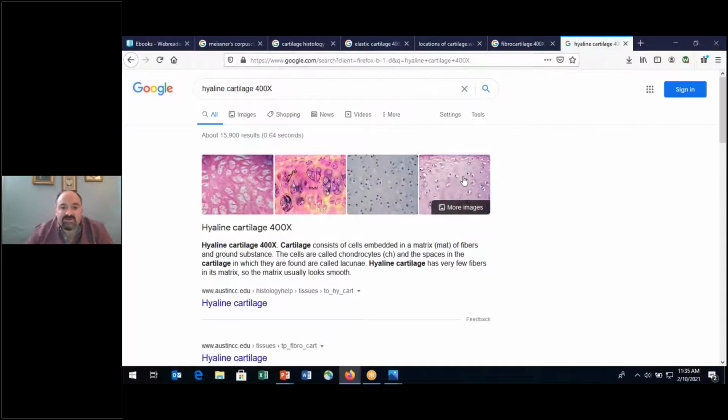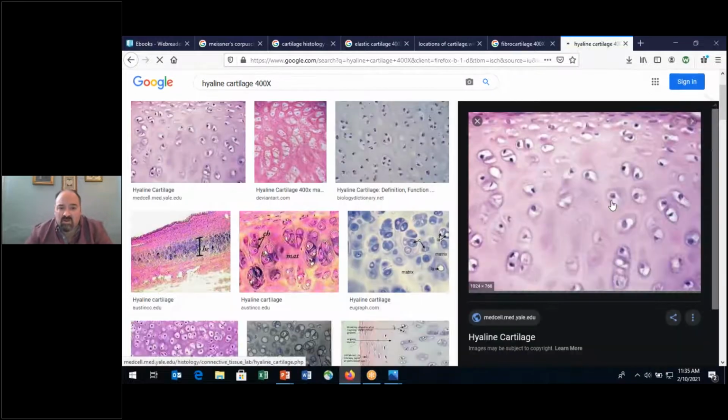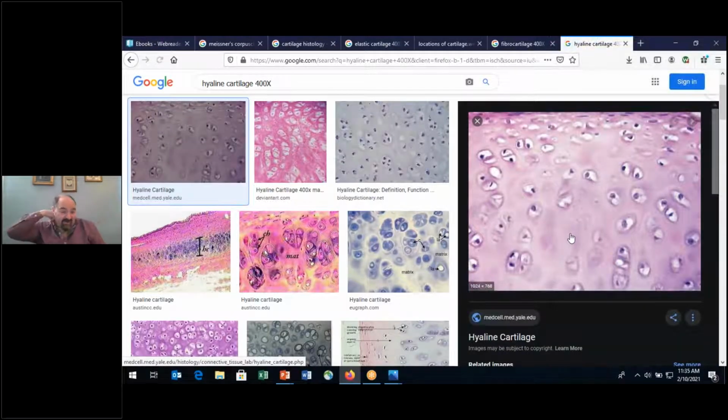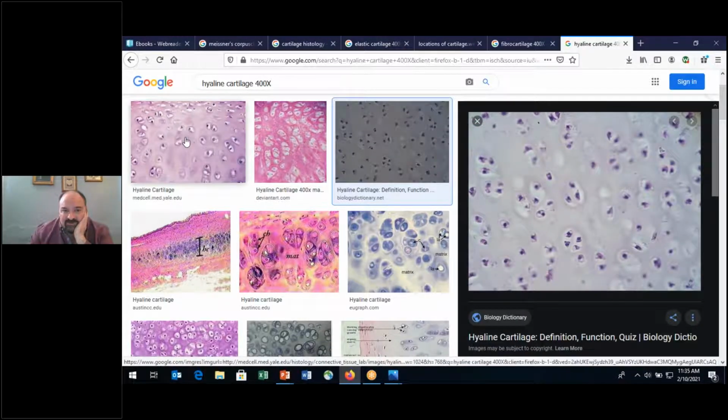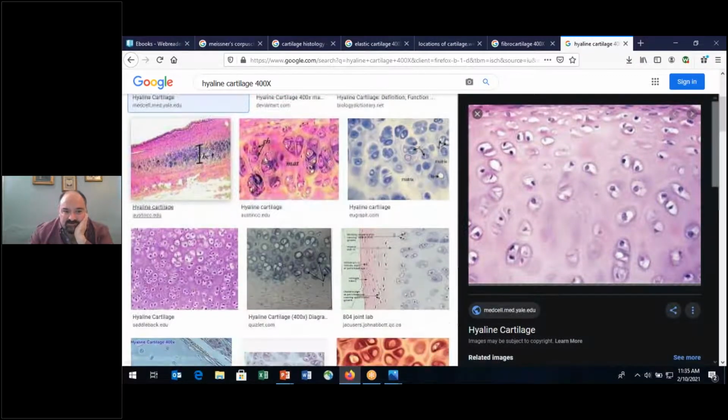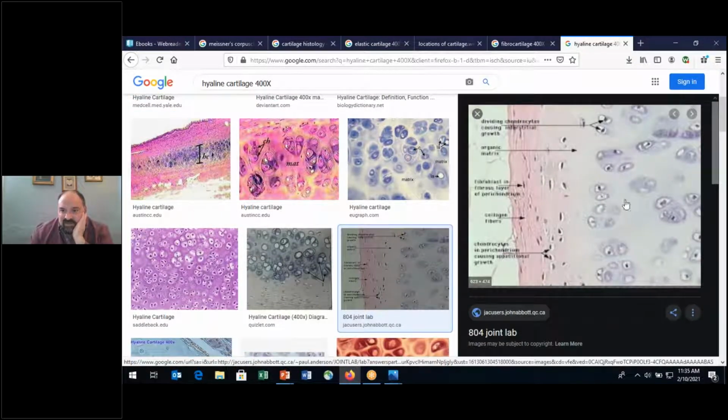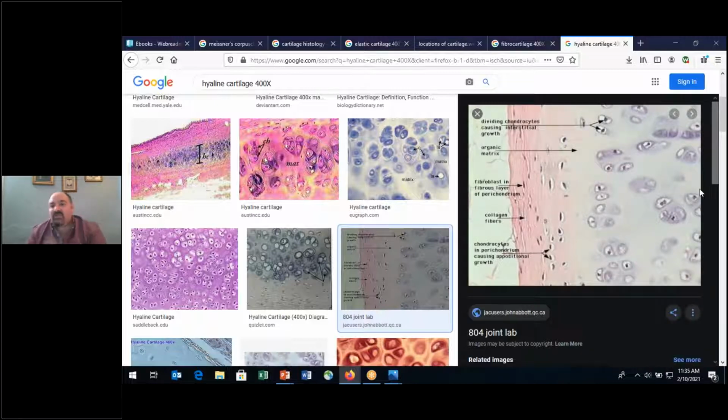So hyaline cartilage, this is a very unique cartilage in that it looks much different from elastic and fibro, and it has almost like a clear appearance as far as the matrix is concerned. You'll see here that there are these cartilage cells, these chondrocytes in a space, a lacunae, right? You see them all throughout. And you'll see that this is hyaline cartilage, very unique in its appearance.